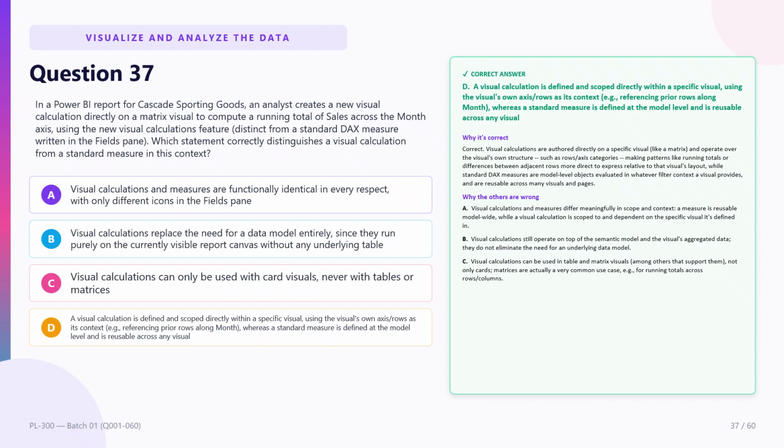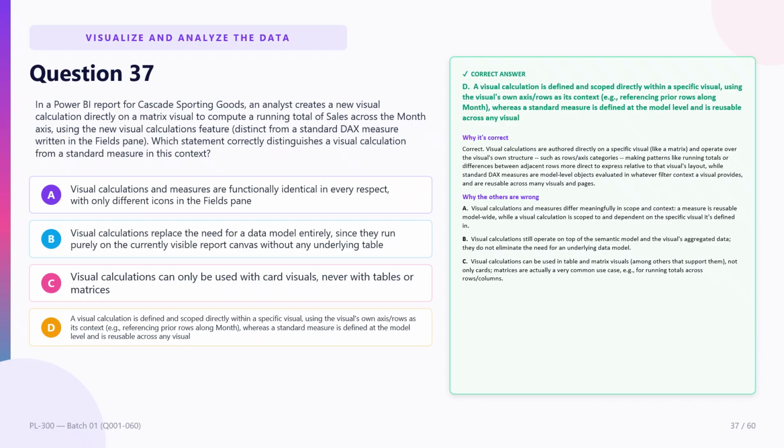The correct answer is D. A visual calculation is defined and scoped directly within a specific visual, using the visual's own axis or rows as its context, for example, referencing prior rows along month, whereas a standard measure is defined at the model level and is reusable across any visual.